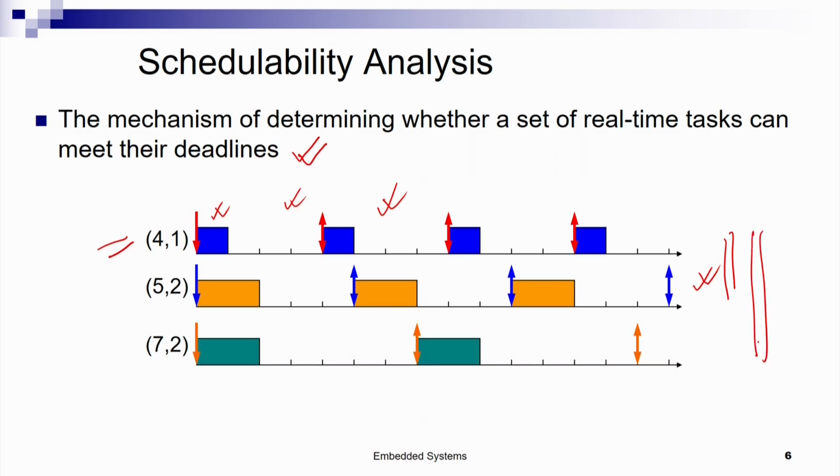Suppose all 3 tasks come, will I be able to schedule all 3 tasks for a given scheduling algorithm? How do I know? We know it through this process of schedulability analysis. And such analysis varies for different scheduling algorithms.